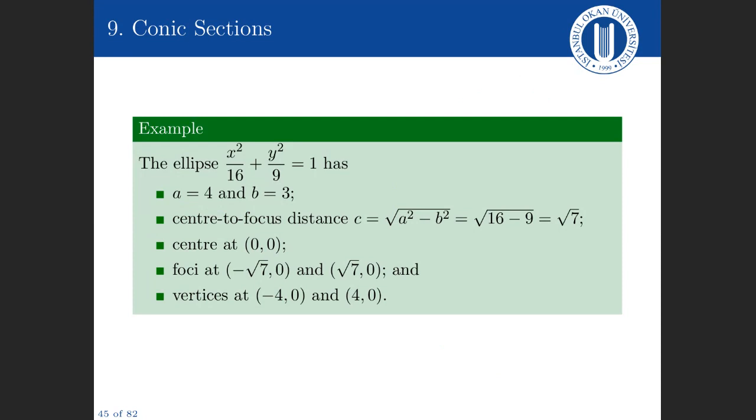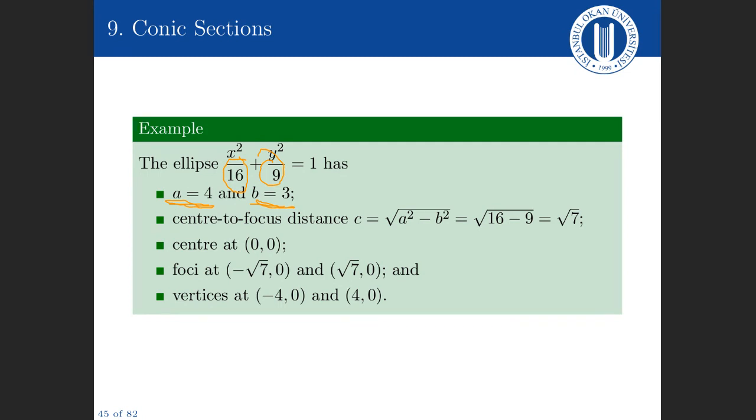For example, the ellipse x squared over 16 plus y squared over 9 is equal to 1. Out of 16 and 9, we look to see the bigger number. The bigger number is 16, so a must be the square root of 16, it must be 4. And the smaller number gives us b is equal to 3. b is the square root of 9.